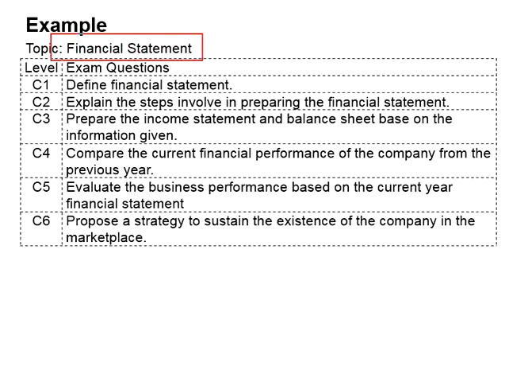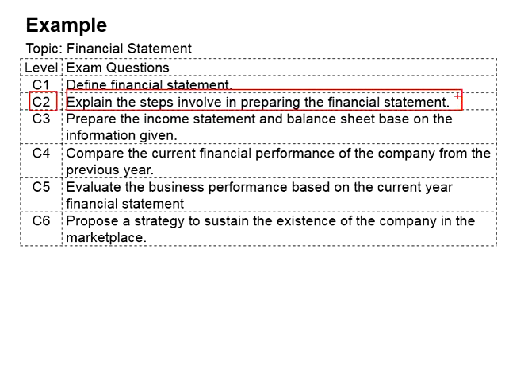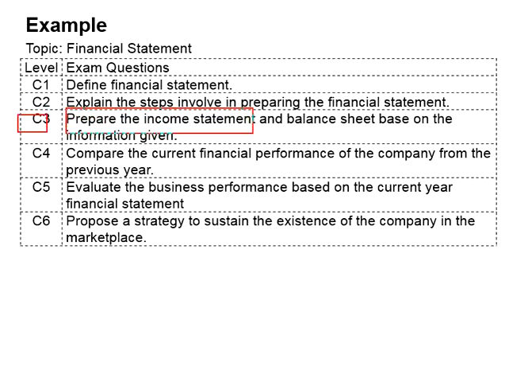This is about the financial statement. For C1, define financial statement. It is about the definition. C2, explain the steps involved in preparing the financial statement. Explaining is C2. C3, prepare the income statement and balance sheet based on the information given. This is the application of the income statement and balance sheet.